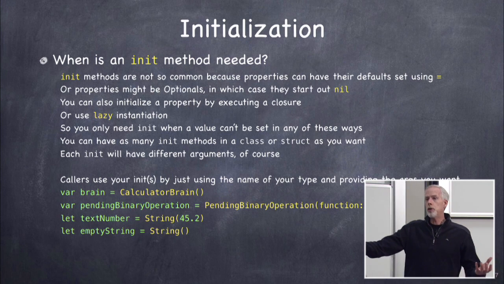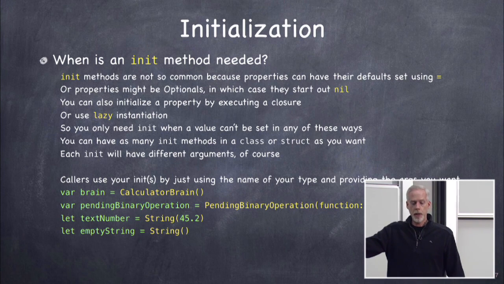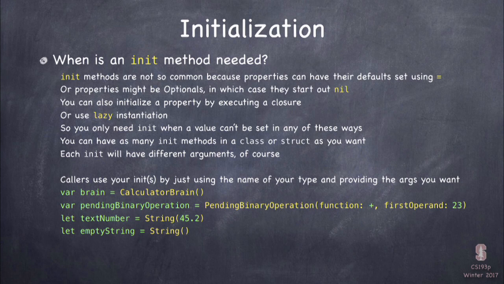Callers execute your init by creating one of your thing. They just put the name of the type and parentheses and the arguments you want for that init. So they pick which of your inits they want and they call that one with those arguments. We've seen many examples of this in our lecture so far.